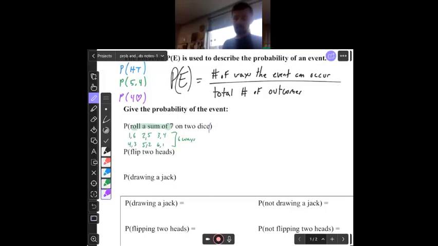How many total ways are there to roll 2 dice? Not 12. Where'd you get 12 though? So we have a 6 and we have a 6, but think about what we've been doing lately, Grant, right? 36. Why is it 36?